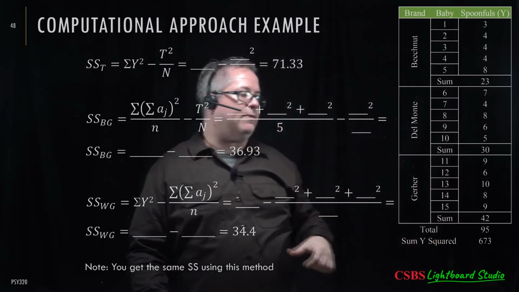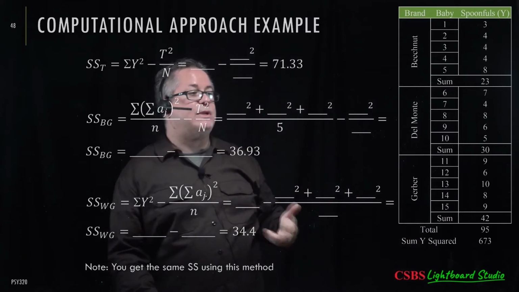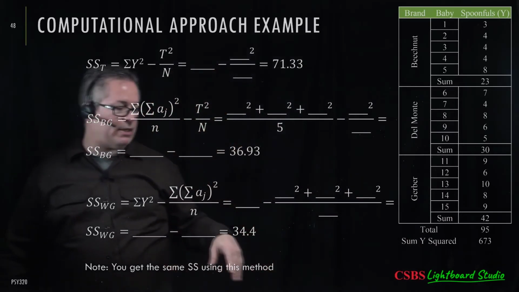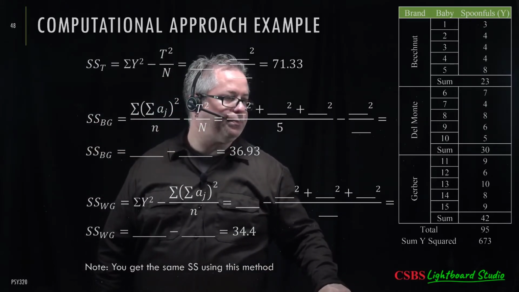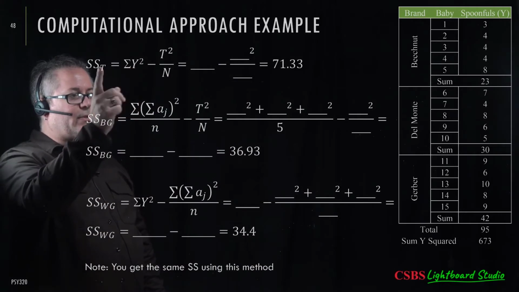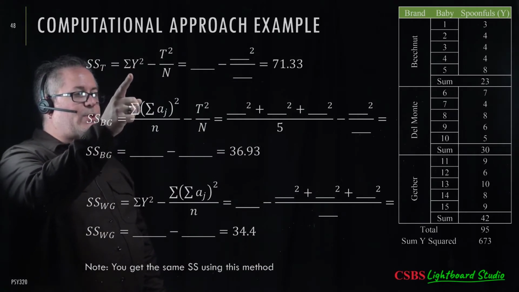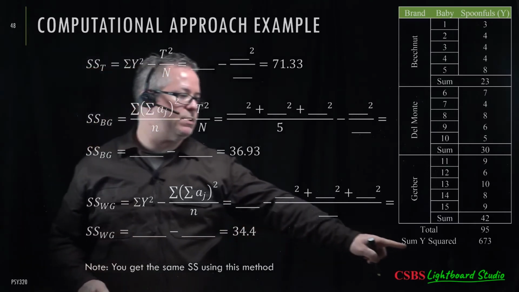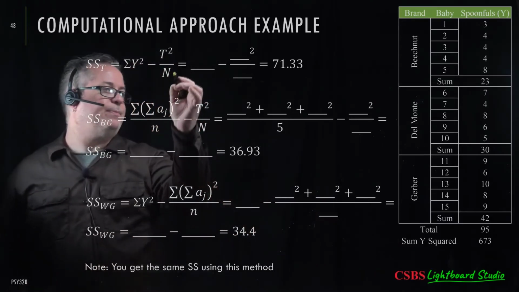All right, so I have the sum of y squared, plus each of the group sums, which makes the rest of this pretty easy to put together. So let's look at how that works. Up here, I need the sum of y squared to get the sum of squares total: sum of y squared minus the total squared over n. The sum of y squared, we just found down here, was 673.